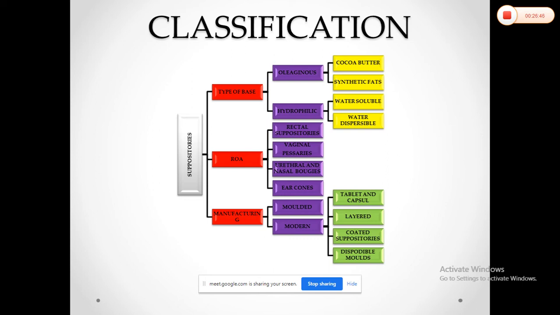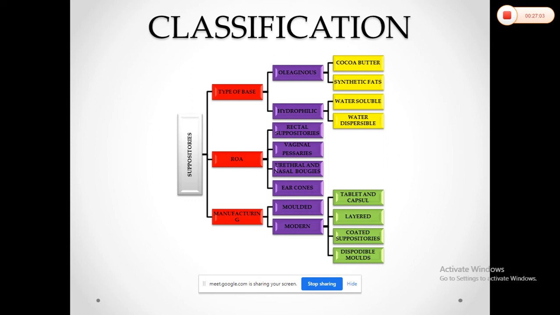They are prepared with the help of theobroma oil. Now, depending upon the manufacturing, they are divided into two types, which I have not mentioned here: molded and compressed, the modern one.